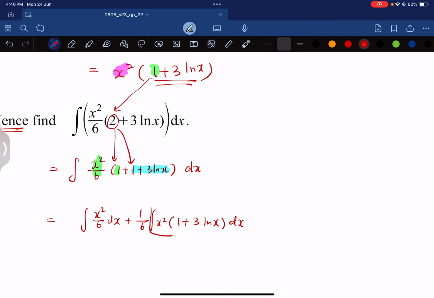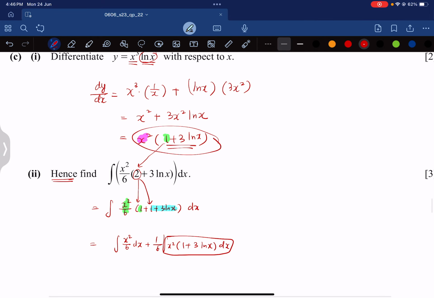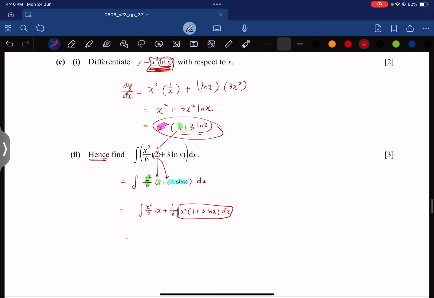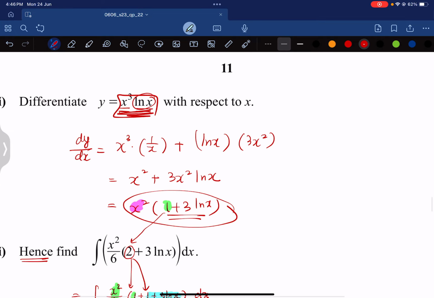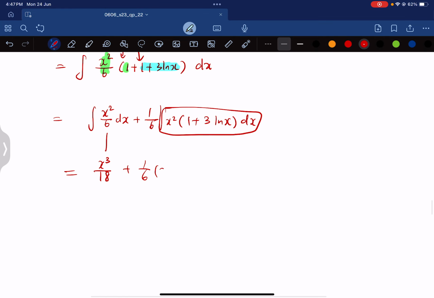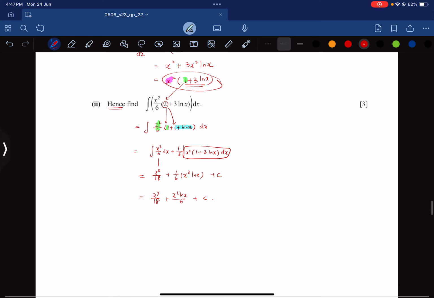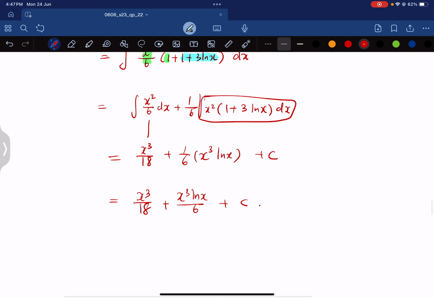Now finally, we have separated out something that is exactly the same as what we did here. So integrate this thing would be the one given in part C1. So integrate this, it would be x cubed divided by 18, and then plus 1 over 6 times x cubed ln x plus c. So we have x cubed over 18 and then x cubed ln x over 6 plus c. All right. Yes, this could be good.